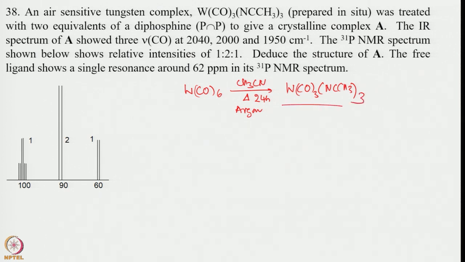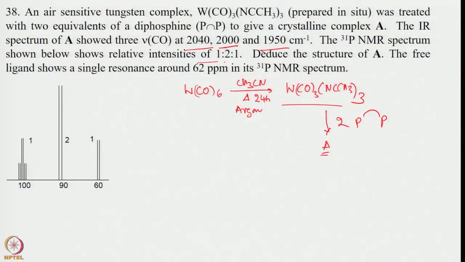So this can be prepared in situ, and then it was treated with a bisphosphine, 2 equivalents of bisphosphine. Okay, let's not worry what the bridging group is here. 2 bisphosphines are there. Then we are getting a compound A here. The IR spectrum of A showed 3 new CO stretching frequencies at 2040, 2000 and 1950. So all of them are in the terminal region. So there is no bridging. That indicates we have 3 terminal metal to carbon monoxide bonds.